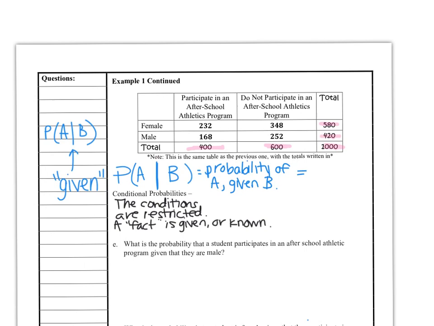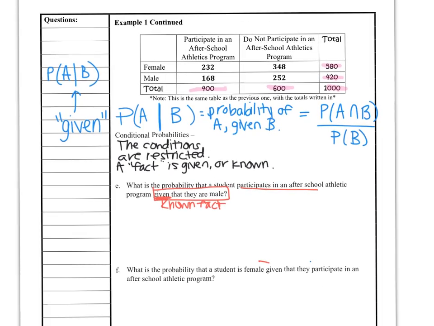Now there is a special formula to find this, and I'll write it down, but I'm going to tell you that we're not really going to use it or apply it, okay, because it makes things a little bit confusing. But this is the formula in case you ever have to know it. Probability of A and B divided by probability of B. Okay? But like I said, we're going to do this in a slightly different way where you don't have to use the formula. So it says, what is the probability that a student participates in an after-school program given that they are male? So here's our known fact. Sometimes it will explicitly say the word given, and that makes your life really easy, and other times it won't. And you'll have to interpret the question based on the wording.